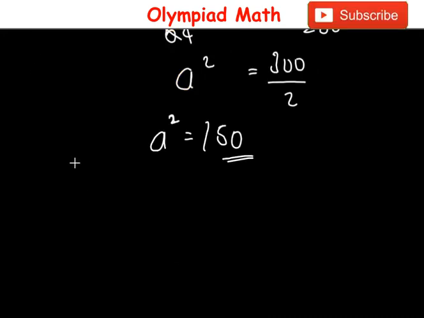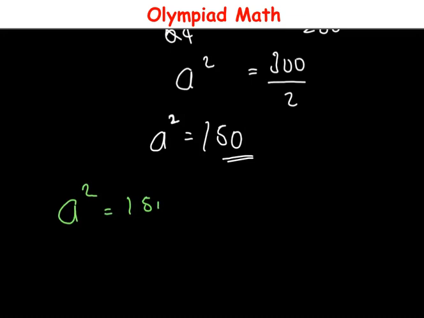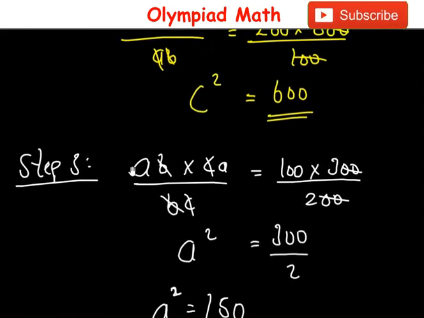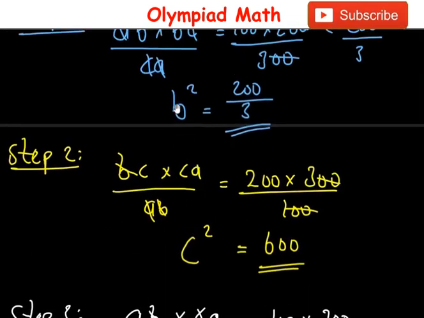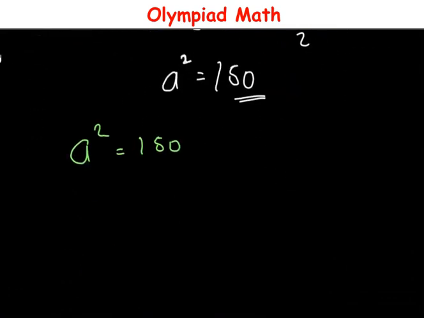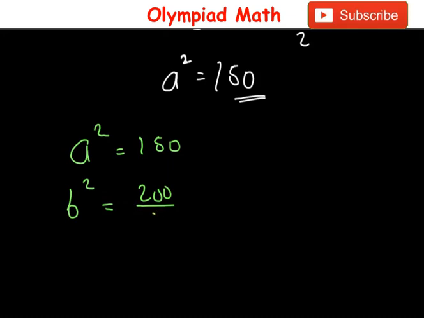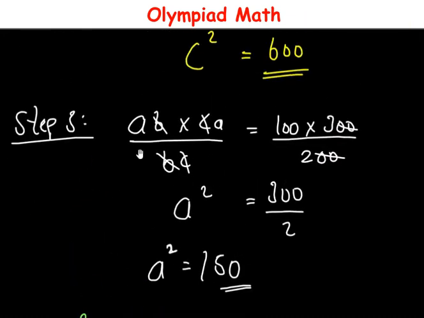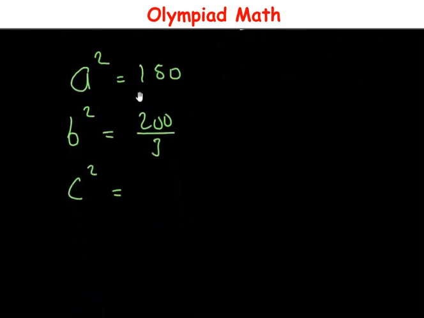With this, let us write down the values of what we got from the various steps. For A squared, we have equals 150. For B squared, we got 200 over 3. And for C squared, the value is equal to 600.